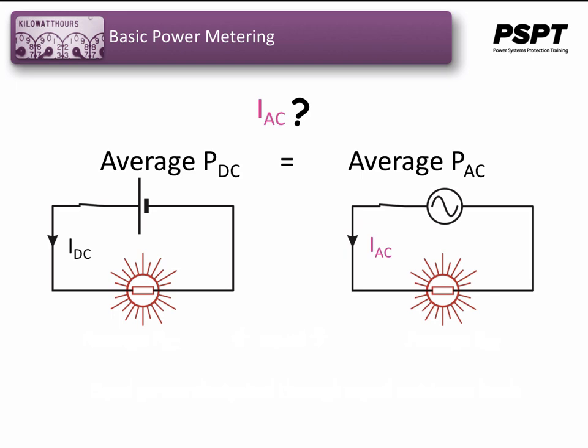We can come to the conclusion that if the two bulbs light to the same brightness, that is, they draw the same average power, and the key here is they're drawing the same average power, then it's reasonable to consider the current IAC to be in some ways equivalent to the current IDC. So, what is the value of IAC? It would be useful if there was some meaningful way to calculate it, so let's go there.